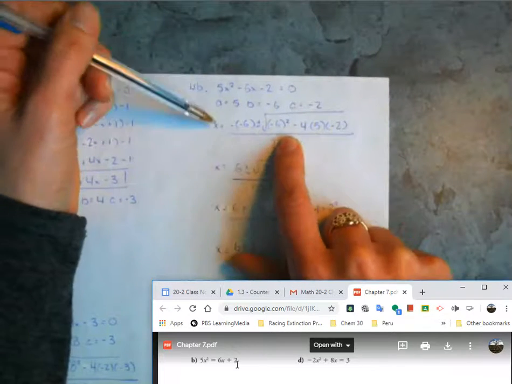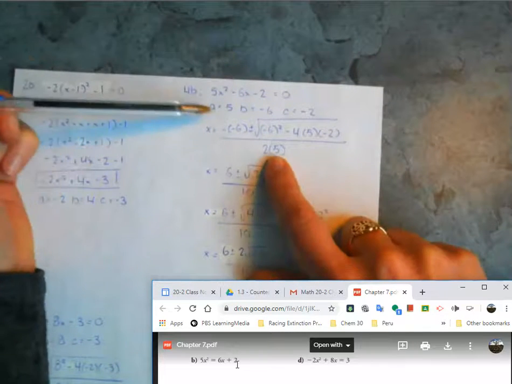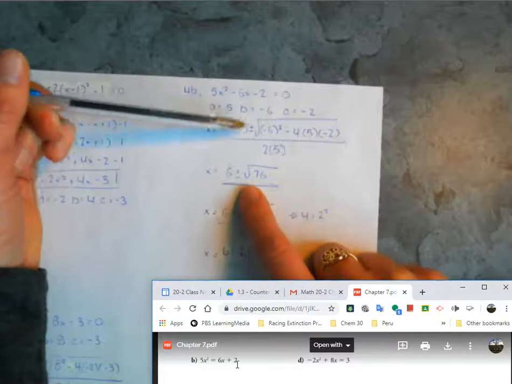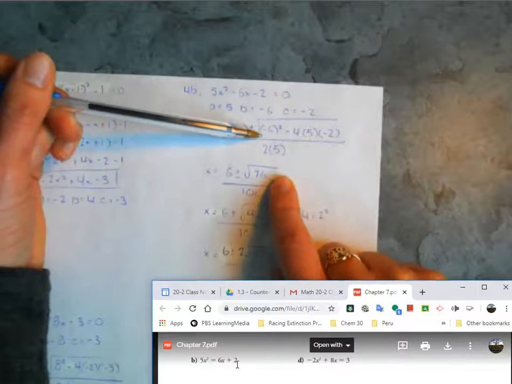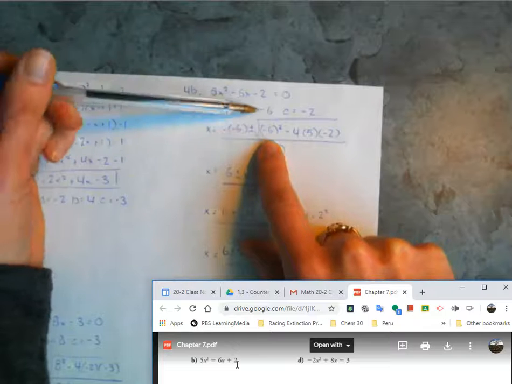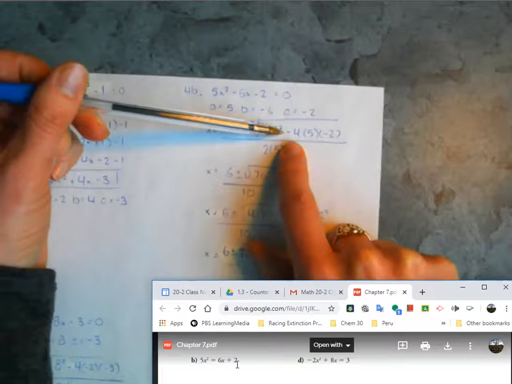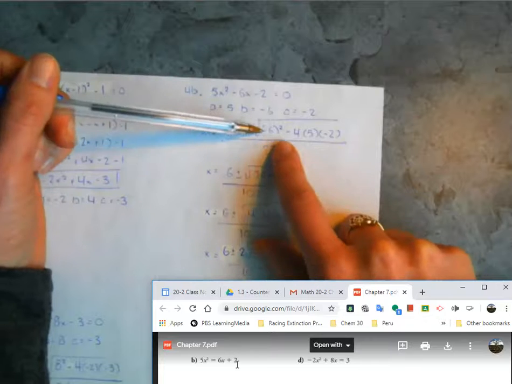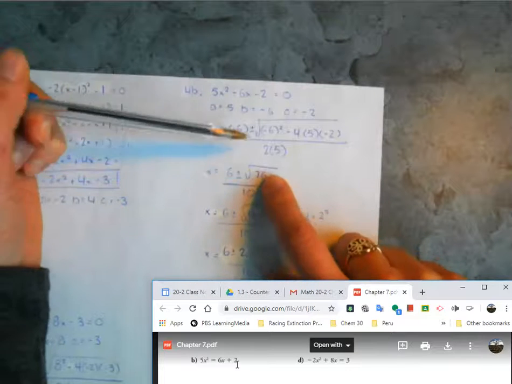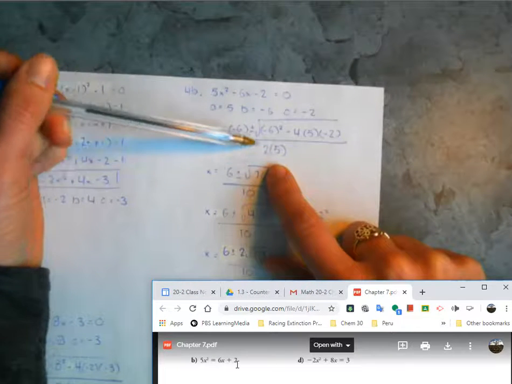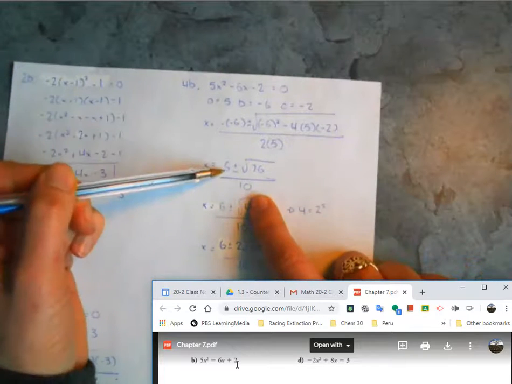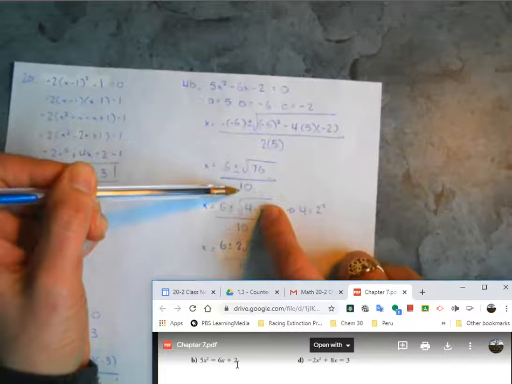And then I can just start putting in my quadratic formula. So -b, so -6 gives us +6, plus or minus the square root of b squared. So -6 squared is going to give us 36, minus 4ac. So altogether, that is going to give us 76. And then divided all of that by 2a, so 2 times 5 is 10. So we end up with 6 plus or minus root 76 over 10.